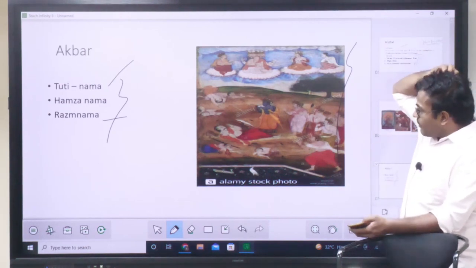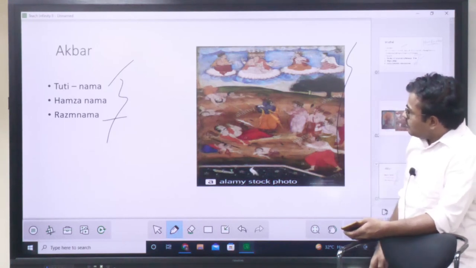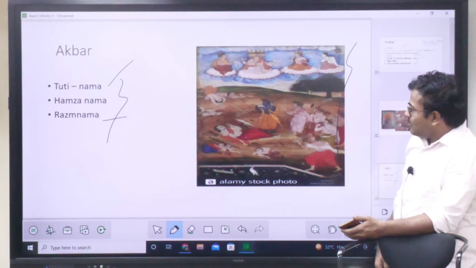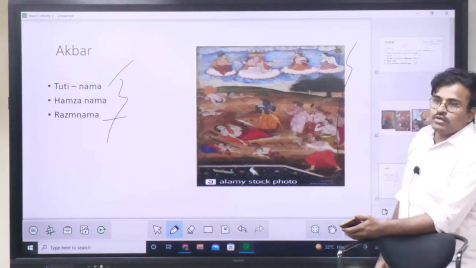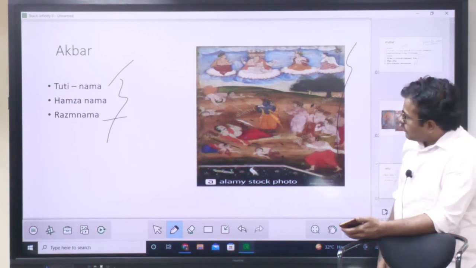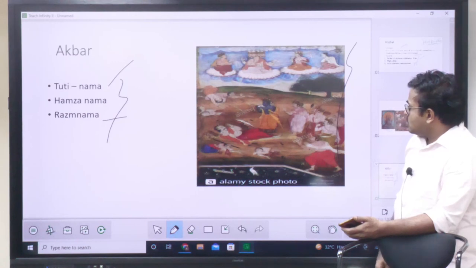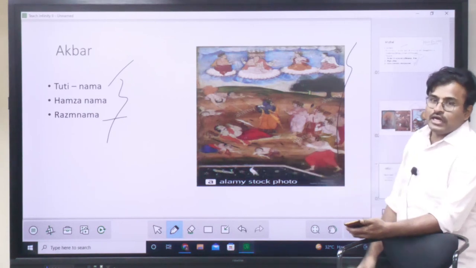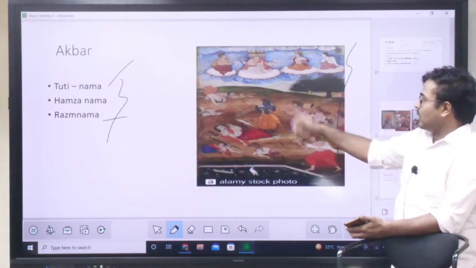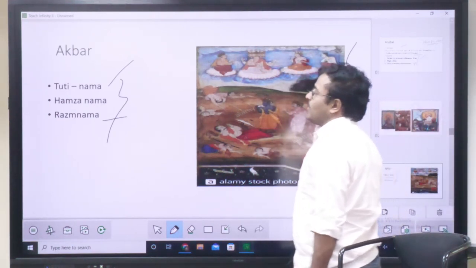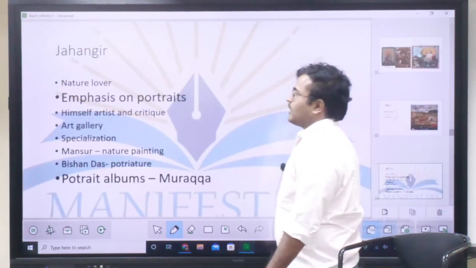And what is the scene that it is depicting? Any guess? All the Pandavas are standing along with Sri Krishna. It is the death of Duryodhana, which is being depicted here. A lake is also shown here, because Duryodhana in the end stages goes and hides in a water body. Then he will be brought out and then killed. So this is the story of Duryodhana's death. Razmnama. Tutinama is the parrot tale.